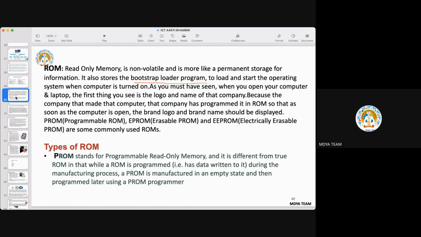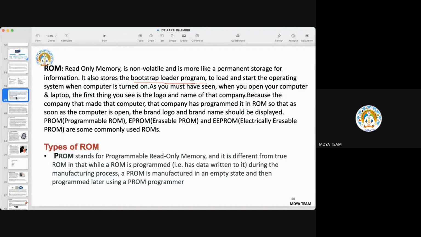And there are three types of ROM: PROM, EPROM, and EEPROM. That is programmable ROM, then erasable programmable ROM, then electrically erasable programmable ROM. Commonly we call them ROMs. You should know the full forms of these types of ROMs. Not much detail is required because it has too many technical terms, but a few sentences are given for each type of ROM.